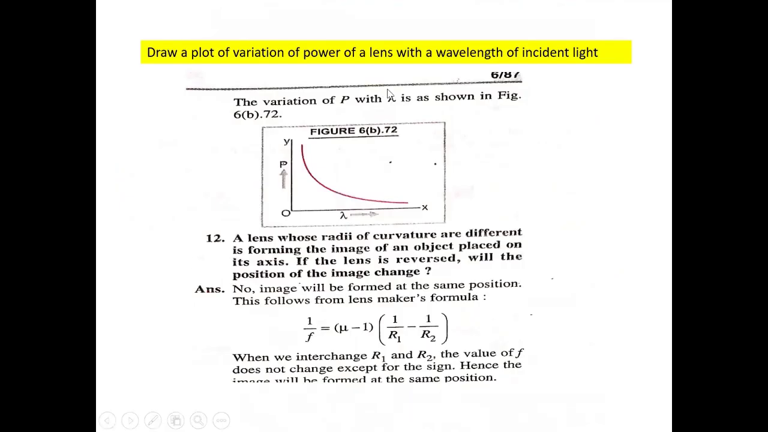Draw a plot of variation of power of a lens with wavelength of incident light. How do you get this? Power with wavelength. See, by the lens maker formula, 1 by f is power, which is equal to (mu minus 1) into 2 by r for a convex lens. For a concave lens, minus 2. So how do you relate? I have refractive index and focal length, but you have to find the variation of power.